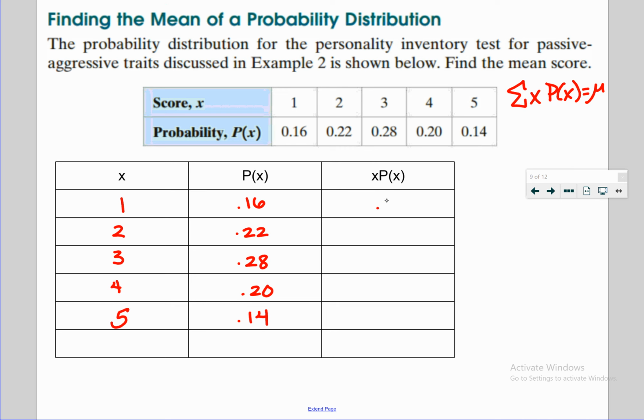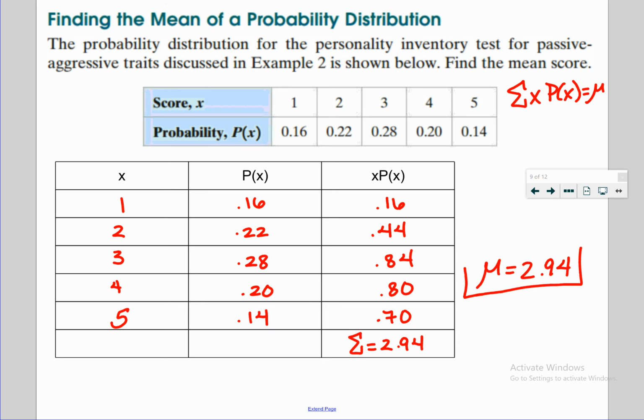So 1 times 0.16, 0.16. 2 times 0.22, 0.44. 3 times 0.28, I'll check myself on that one, 0.84. 4 times 0.2, 0.8. And 5 times 0.14, 0.7. And then we're just going to add all those guys up. And I get 2.94, and that is my answer. That's all you have to do for the mean.